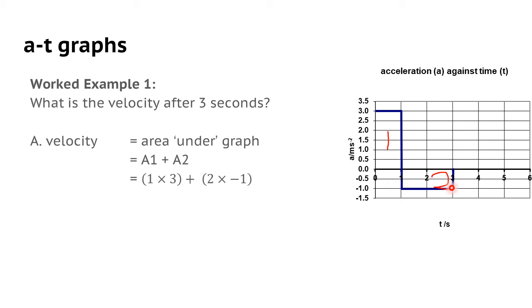Okay, so what are we going to do with this? Well, areas are quite simple, just as we've done before. 3 times 1 plus 2 times -1. Okay, remember, it's 2 seconds because 1 to 3 is 2 seconds, and it's -1 because we're going down by 1. Sometimes people like to set this out slightly differently, and they like to say.